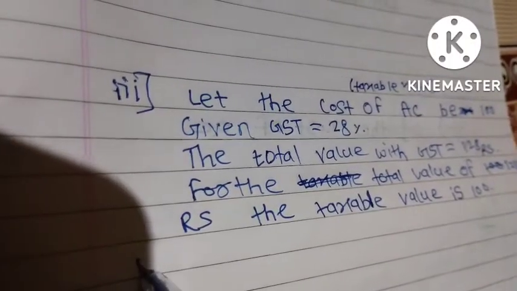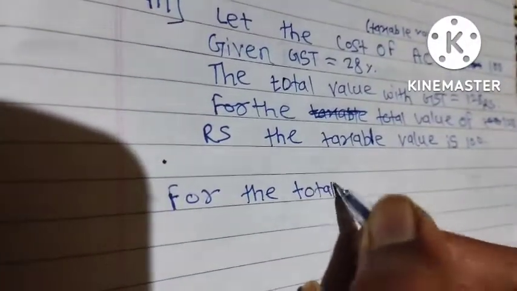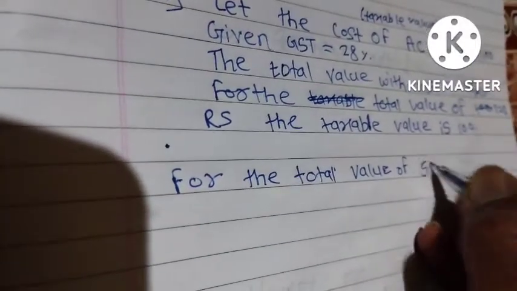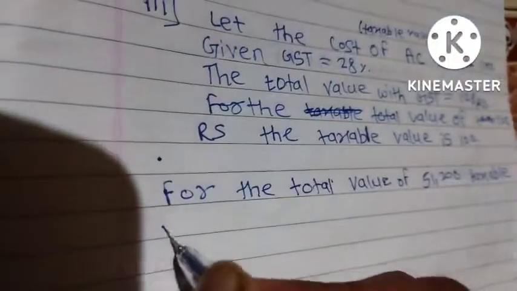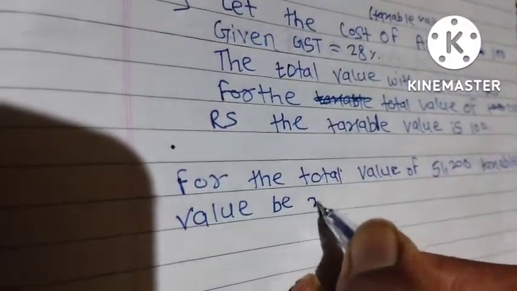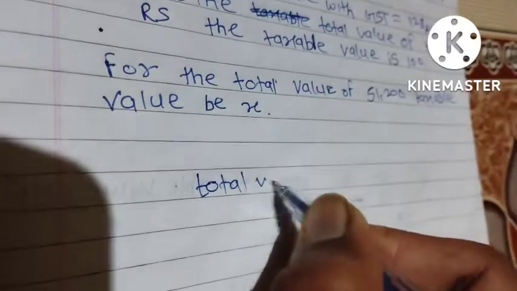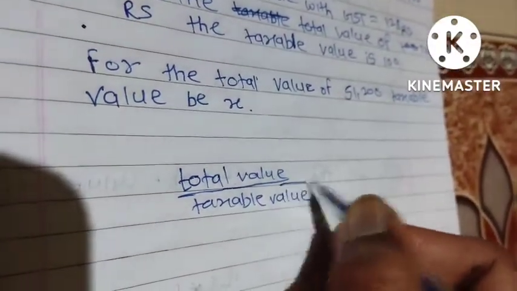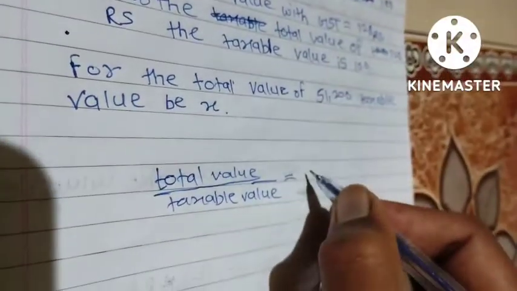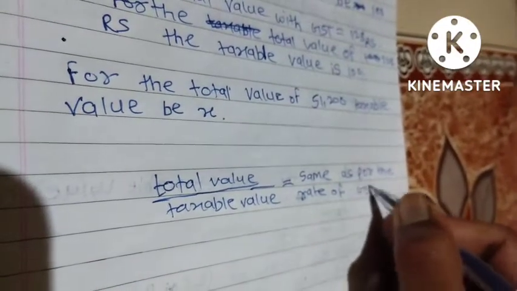But for the total value of 51,200, let the taxable value be X. So as we know, the total value upon the taxable value is the same as per the rate of GST.